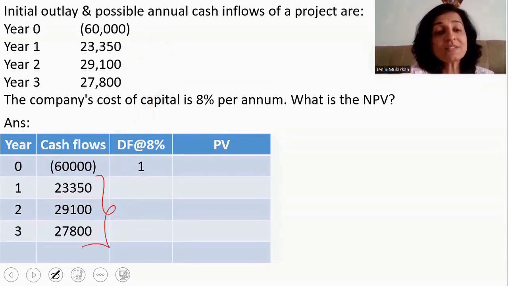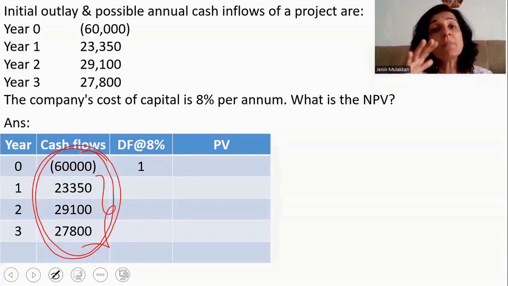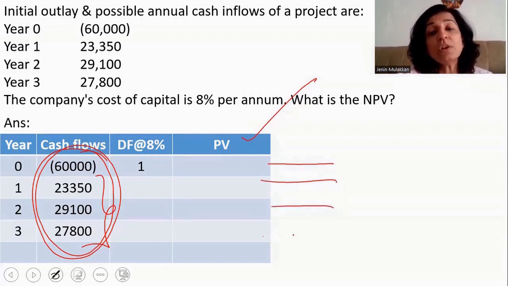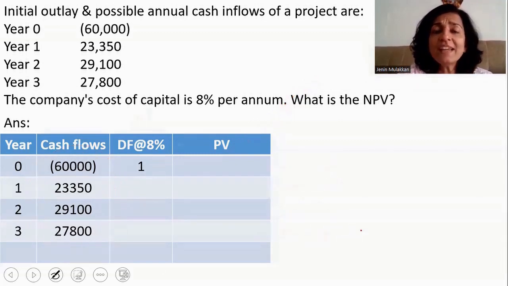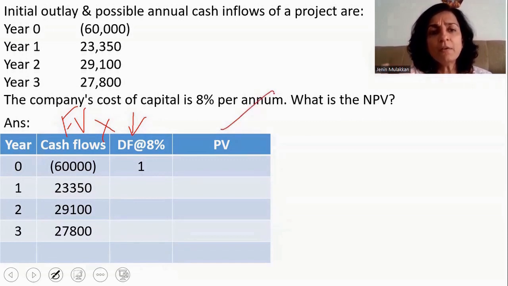Since these inflows happen in different time periods, we cannot just take the net figure and find out the profit of a project. Because of the time value of money, we have to calculate the present value of each individual figure. And how do we calculate the present value? We have to multiply the future value with the discount factor. Only then we will get the present value, because we know it from the formula.